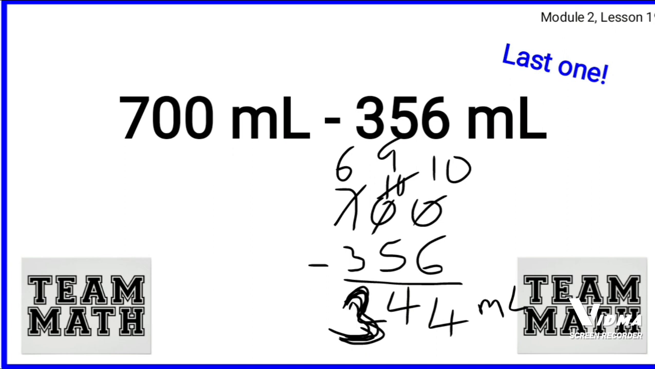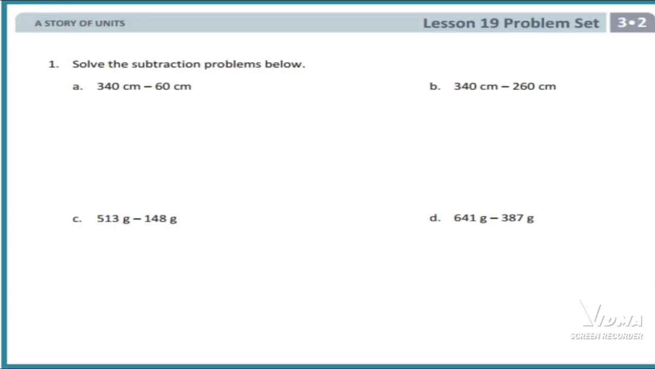The last one, 700 milliliters minus 356 milliliters. I have to decompose 100 to make 10 tens. And from the 10 tens, I'll decompose the 10, remaining 9 tens, to make 10 ones. 10 ones minus 6 ones is 4 ones. And 9 tens minus 5 tens is 4 tens. Now 700 minus 300 is 300. My answer, 344 milliliters.